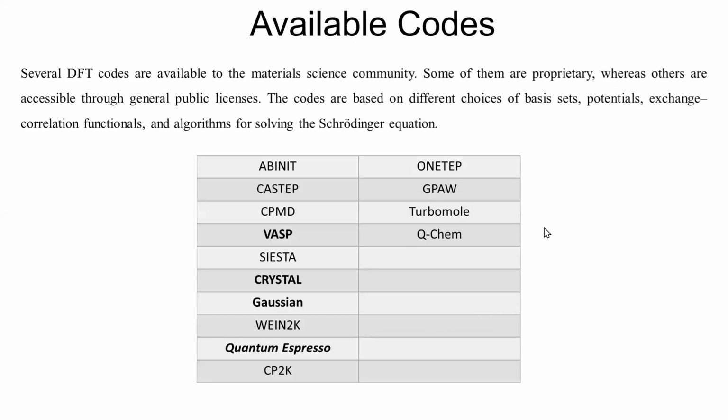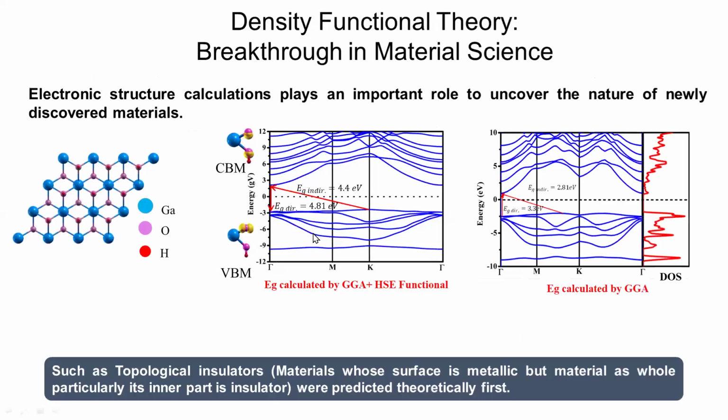Okay. So what are the available codes? Here are some codes in which we can calculate the electronic and ground state properties, in which Quantum ESPRESSO is free of cost. Here is a very famous code, which is the Vienna Ab initio Simulation Package, VASP, and many more. So these are the available codes which we can use to solve the density functional theory calculations.